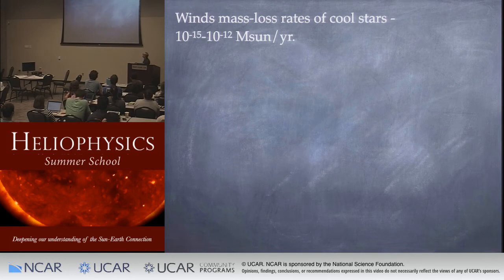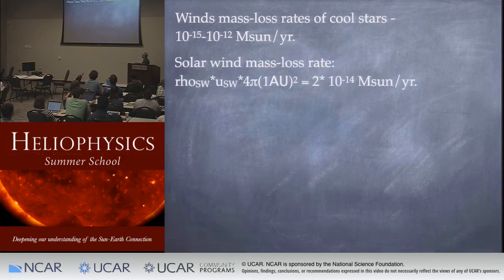Okay, so this is the range of mass loss rates that we seem to have from solar analogs, and the solar wind mass loss rate, again, can be obtained by just taking typical solar wind parameters at 1 AU, which is 5 cubic centimeters and maybe 500 kilometers per second. If you integrate that over a sphere of 1 AU radius, this is the number you get.